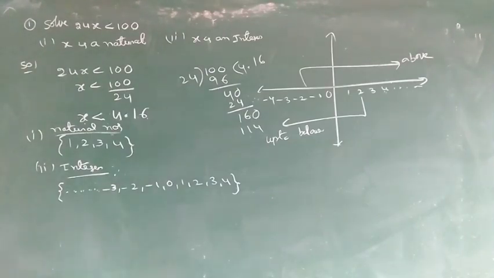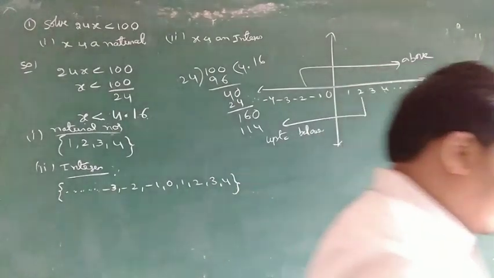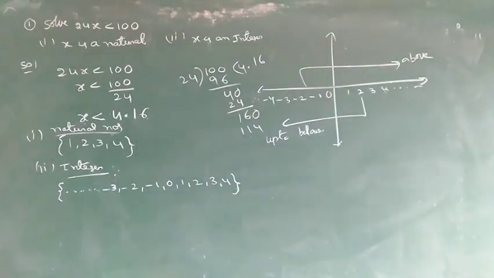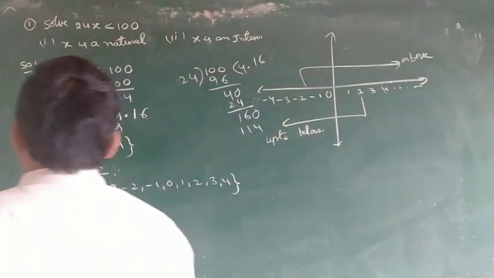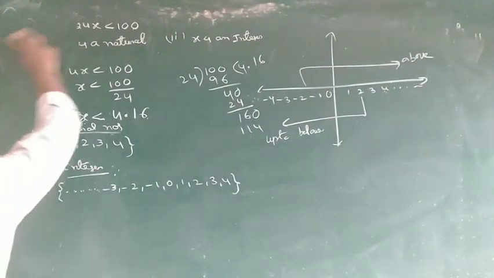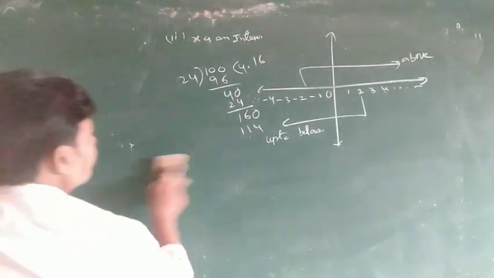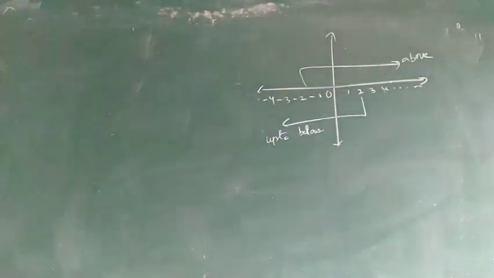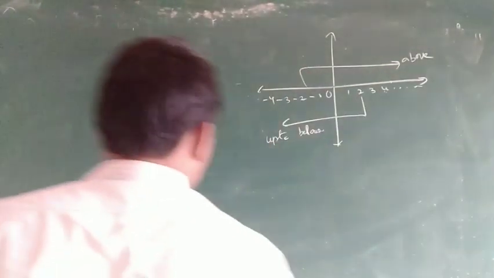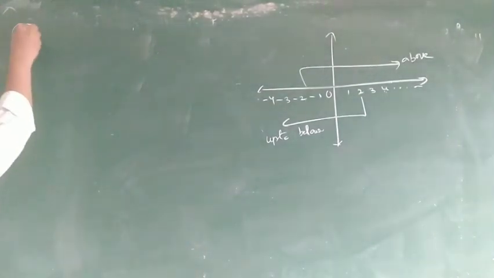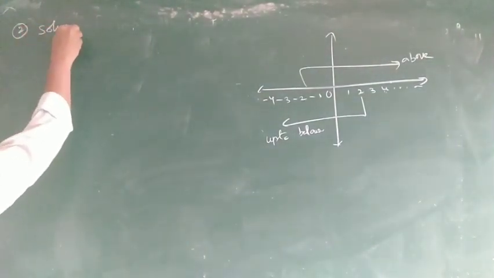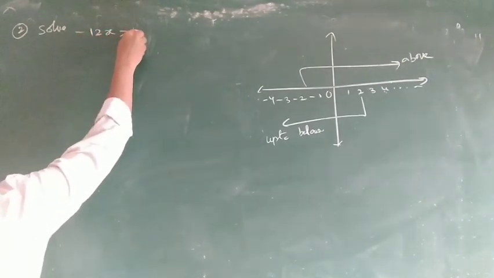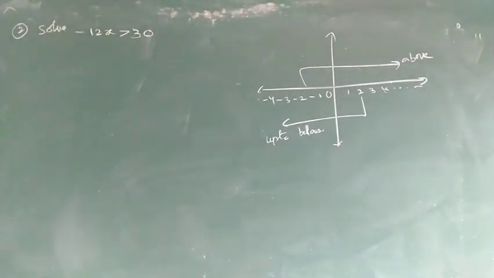You understand the first question? Clear? Second problem: solve minus 12x greater than 30.